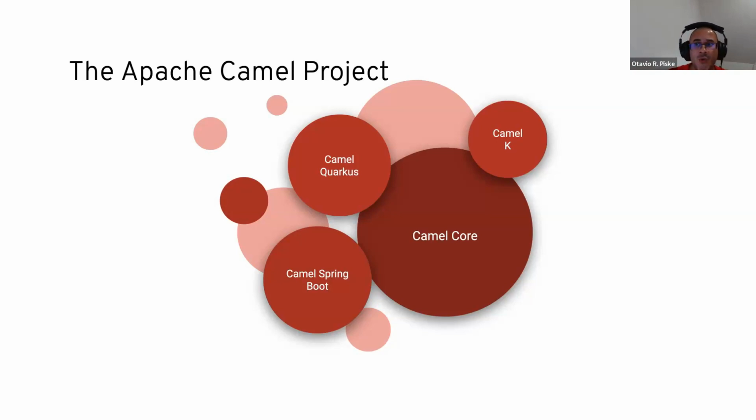We have things like Camel Quarkus, which focuses on providing the Camel components as extensions to Quarkus. Same thing with Camel Spring Boot. Then we have a few projects which focus on specific kinds of runtimes or platforms, things like Camel K, with a focus on bringing Camel and Kubernetes or OpenShift together. We have Camel Kafka Connector, which runs Camel within the Kafka Connect runtime.